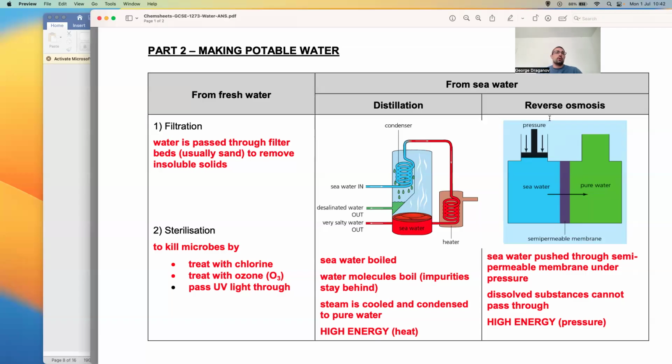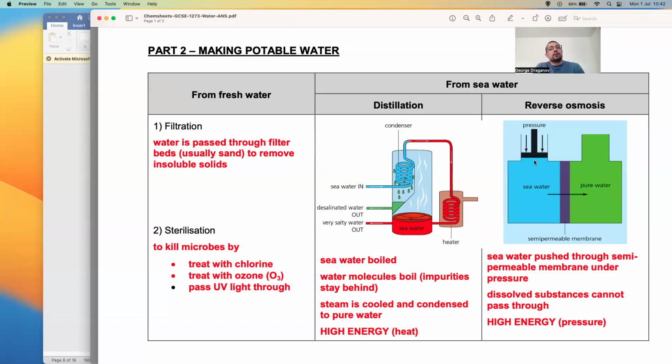And it's called reverse osmosis because normally, of course, osmosis is from high to low, not from low to high. That's why you have to add this pressure. A bit like active transport in biology. And that completes how you can make potable water from fresh or seawater.